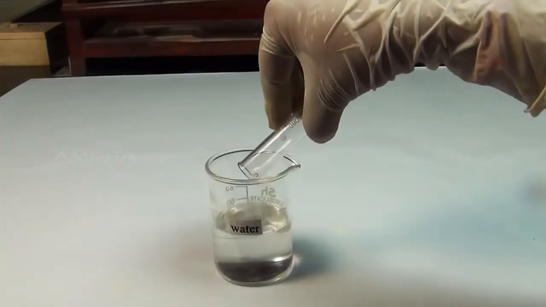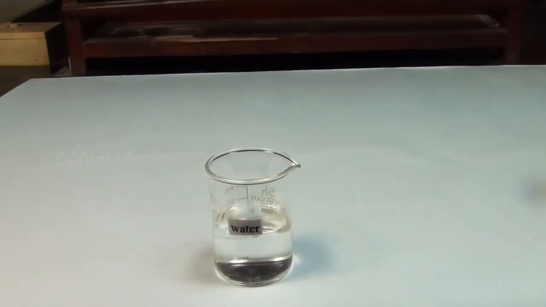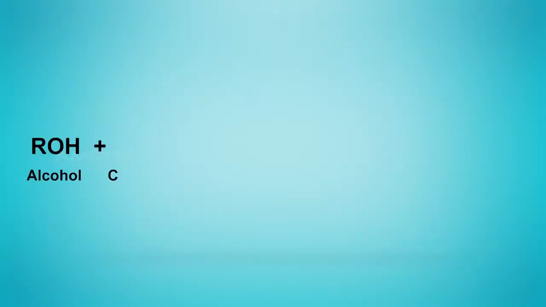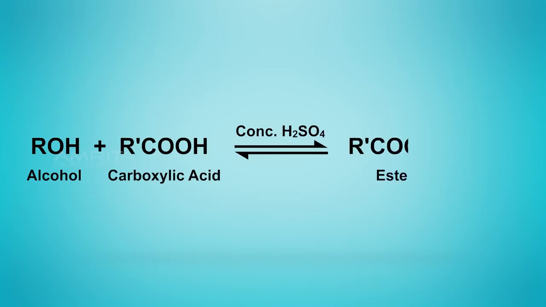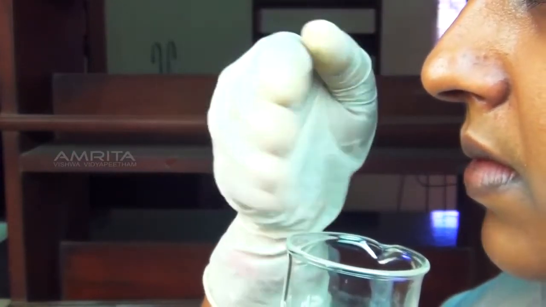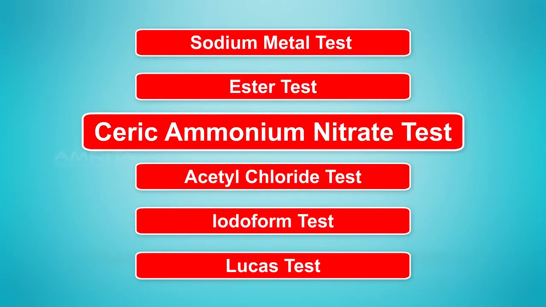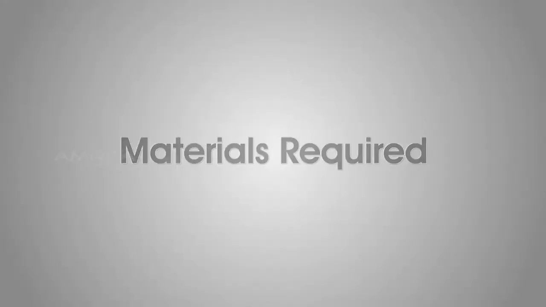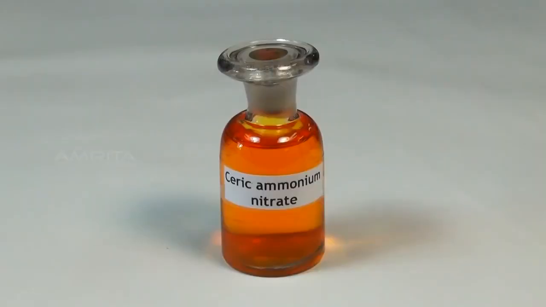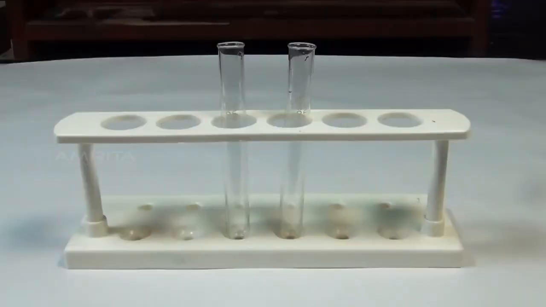Now, pour the mixture into about 20 milliliters of cold water taken in a beaker and smell it by wafting. Alcohol reacts with carboxylic acid in the presence of concentrated sulfuric acid to form a fruity smelling compound called esters. Ceric ammonium nitrate test. Materials required: organic compound, ceric ammonium nitrate reagent, test tube and a dropper.